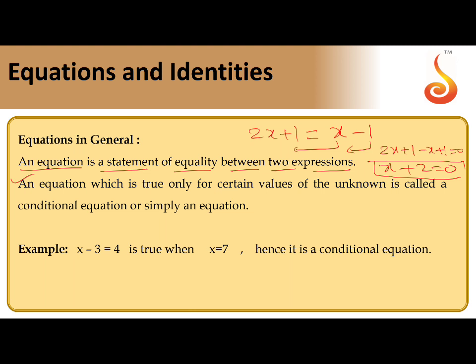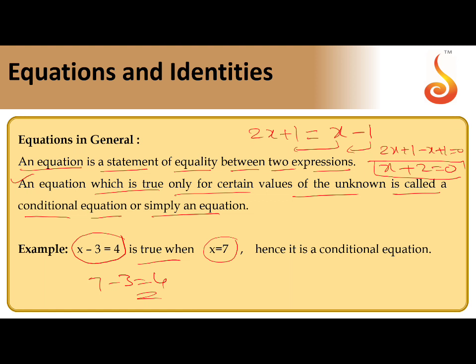An equation which is true only for certain values of the unknowns is called a conditional equation, or simply an equation. So let us consider an example. x minus 3 equal to 4 is true for x equal to 7. So if you substitute, 7 minus 3 is what? 4. So therefore it is true for x equal to 7. Hence it is a conditional equation.